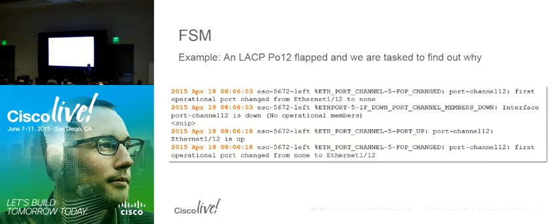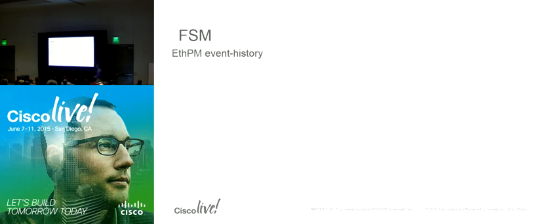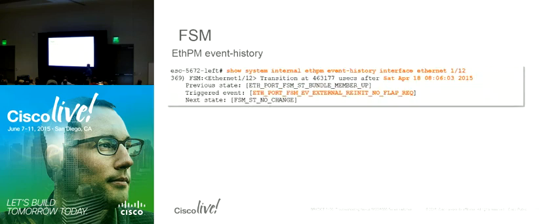Obviously, this is a problem which happened in the past, and I'll show you how event histories, or finite state machine, can help. Since an interface flapped, the first thing which comes to my mind is perhaps I need to check the Ethernet port manager event history. Again, I don't expect people to remember this command, but you can use the show CLI list and figure out the command.